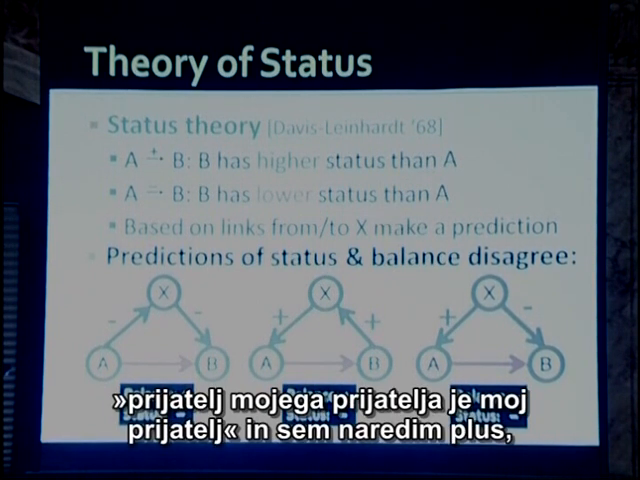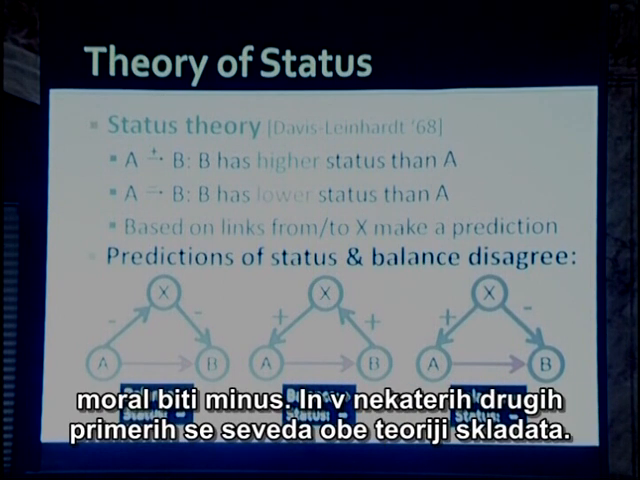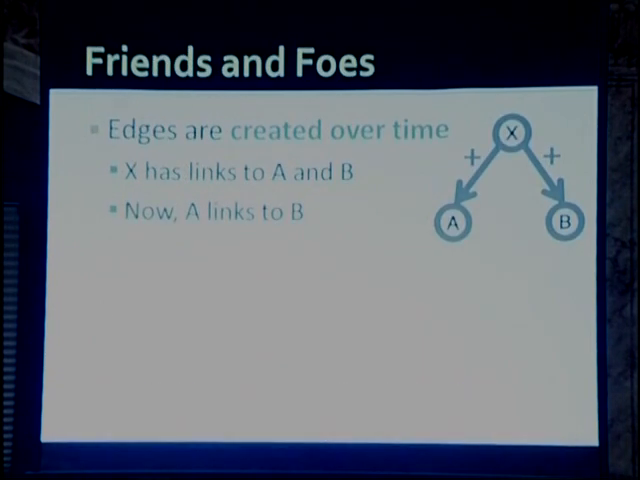So I could think friend of a friend is my friend and put a plus here, or I could say B has the lowest status, A has the highest, so there should be a minus. And in some other cases, of course, the two theories will agree. The question is, which of the two is correct?